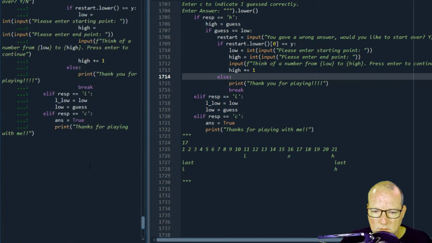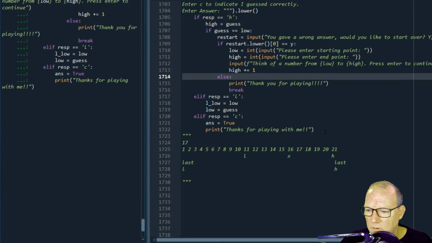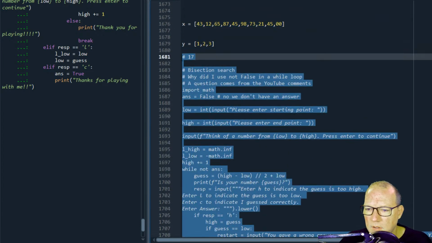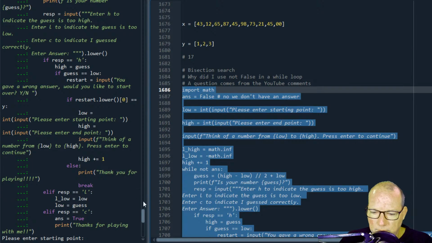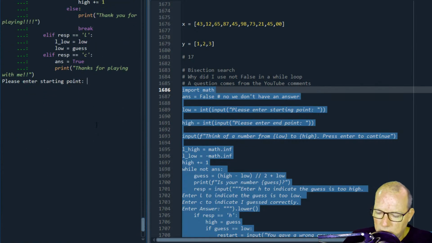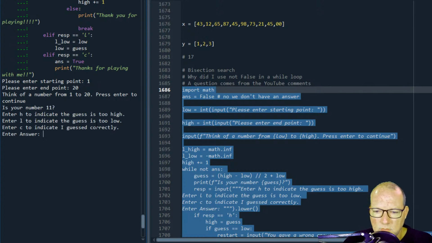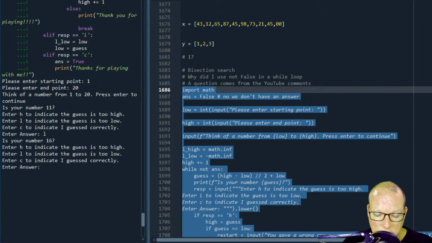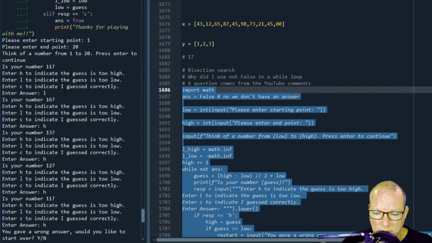Does that work? Really? Nope. All right. Come up here. F9. Starting point. 120. Continue. All right. It is too low. It is too high. Too high. Too high. Too high. All right.